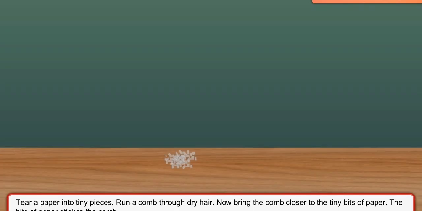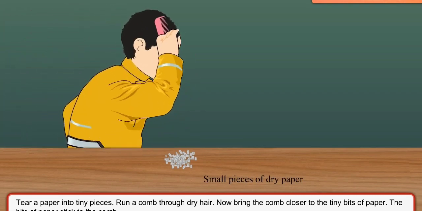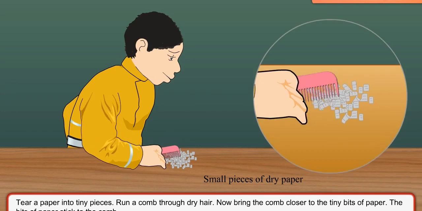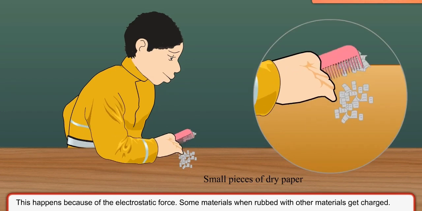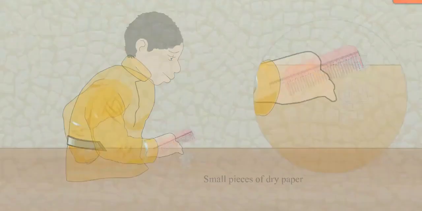Electrostatic force. Tear a paper into tiny pieces. Run a comb through hair. Now bring the comb closer to the tiny bits of paper. The bits of paper stick to the comb. This happens because of the electrostatic force. Some materials, when rubbed with other materials, get charged. These charged materials either attract or repel other objects. Here, the comb gets charged due to running through dry hair and attracts tiny bits of paper.